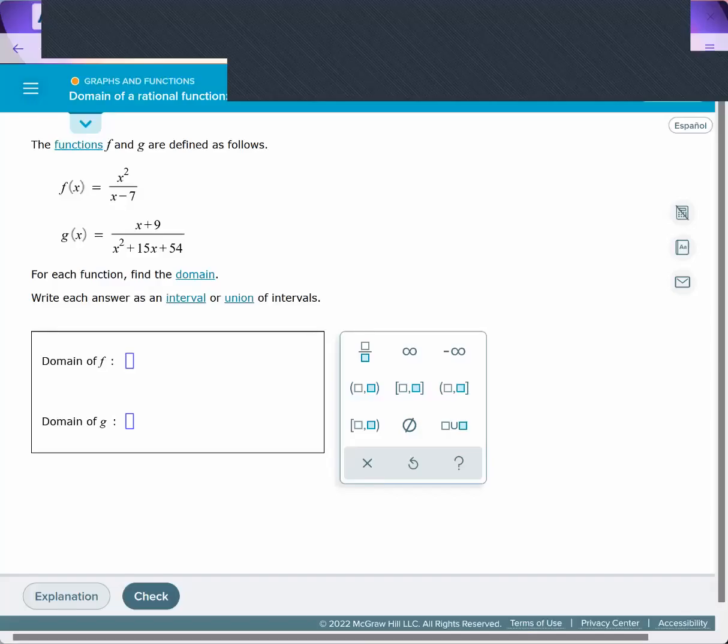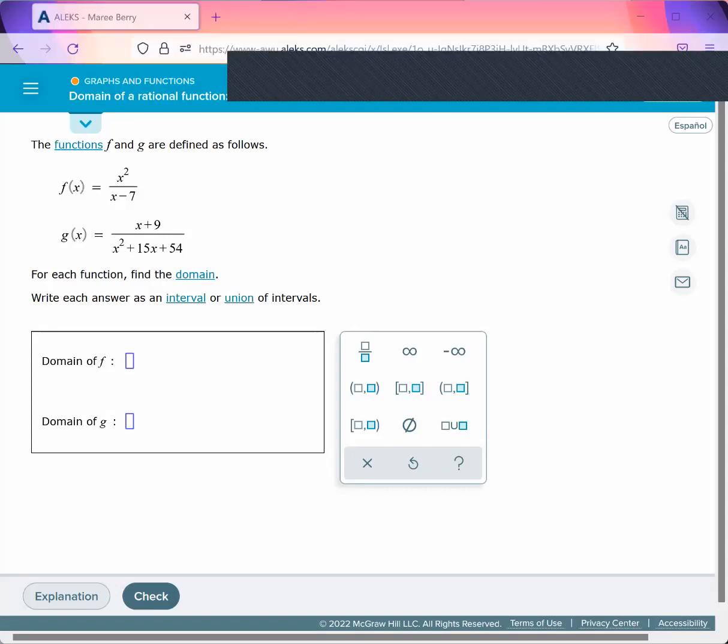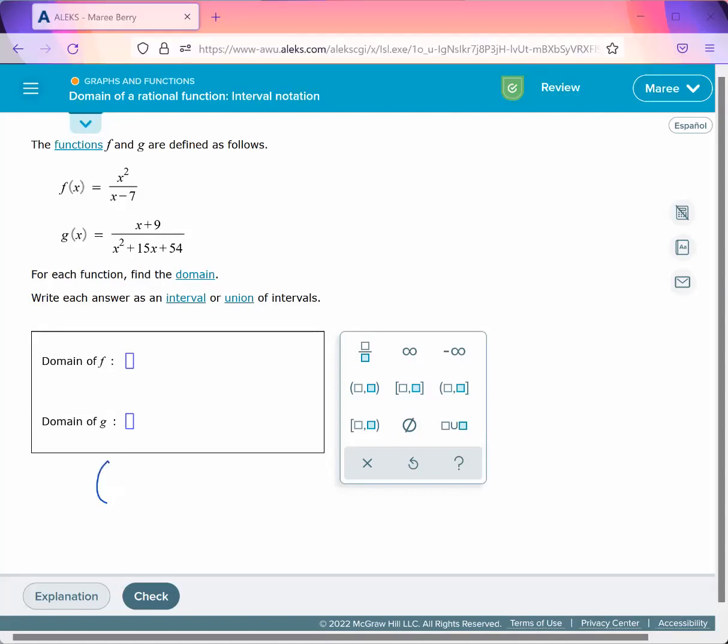In this particular lesson, we're going to be finding the domain of a rational function. They want us to use interval notation. So one of the things I wanted to point out was that if you use parentheses, then you're not including the point that's next to the parentheses. And if you use brackets, then you are including the points that are next to the brackets.